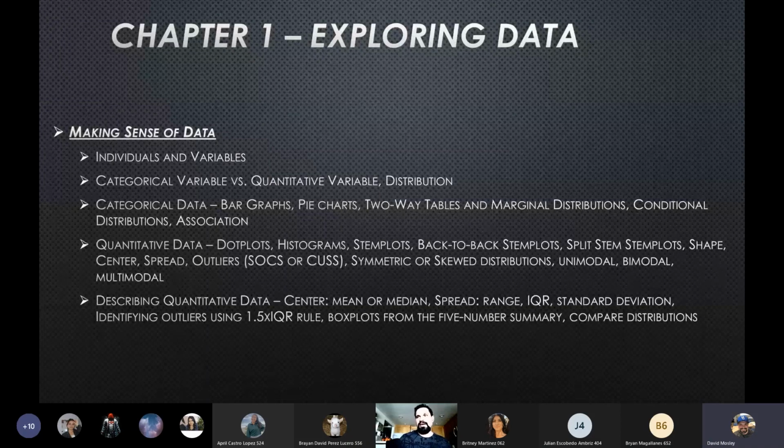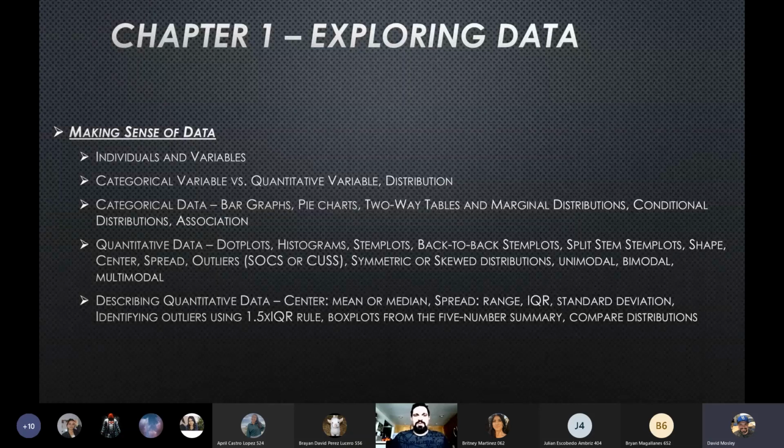I can sometimes have numerical values attached to categorical variables and kind of move them into being a quantitative variable depending on how we display them. But that's all different things. Our categorical data can be displayed in bar graphs, pie charts, two-way tables, which we can then use to make marginal distributions or conditional distributions, and determine association.